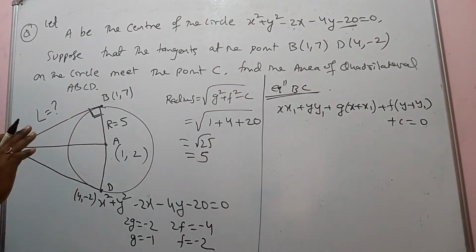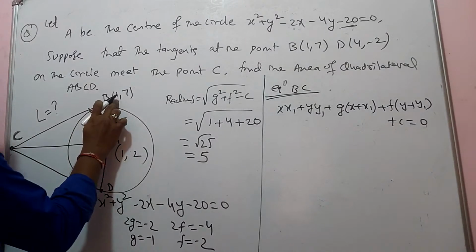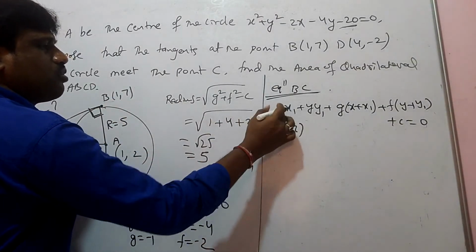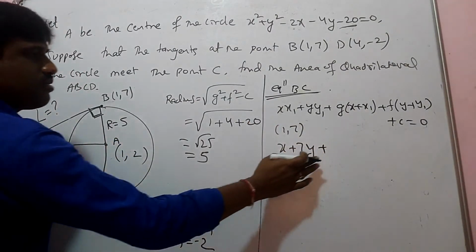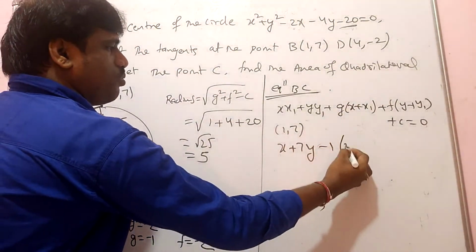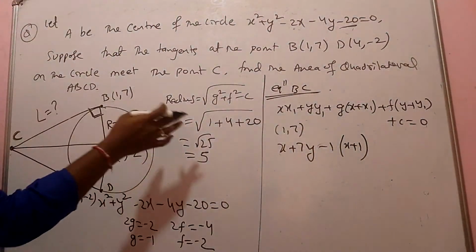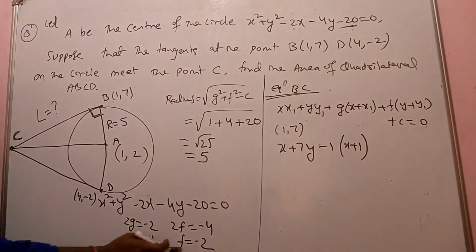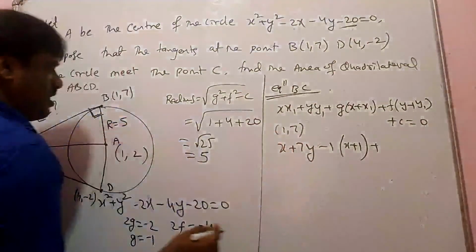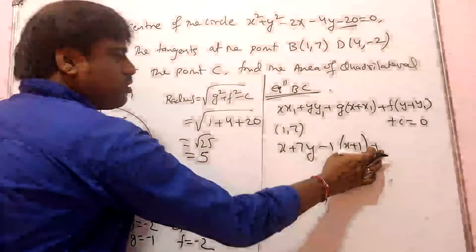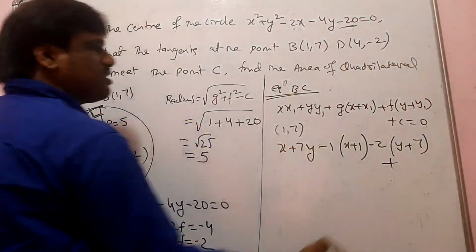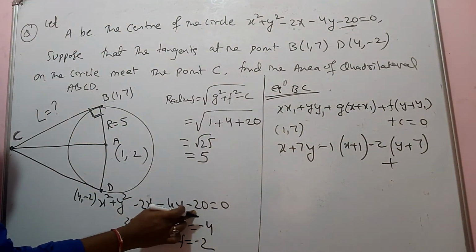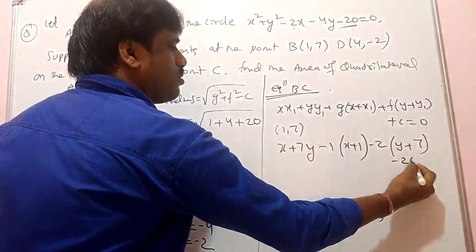So we find the equation of the tangent. The point is 1 comma 7, so substitute above. What am I going to get? x plus 7y plus g, where g is minus 1, so minus 1 into x plus 1. Here this is x1, this is y1, g is here, f is here. Plus f, which is minus 2, so minus 2 into y plus y1, which is 7, plus c, which is minus 20, is equal to 0.